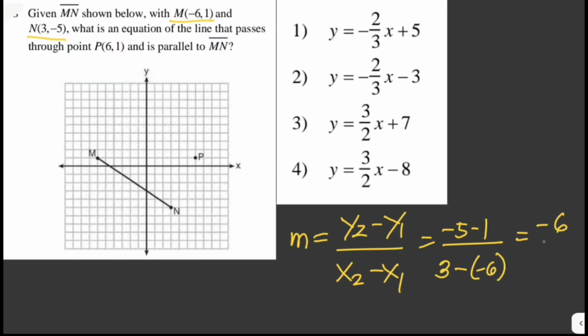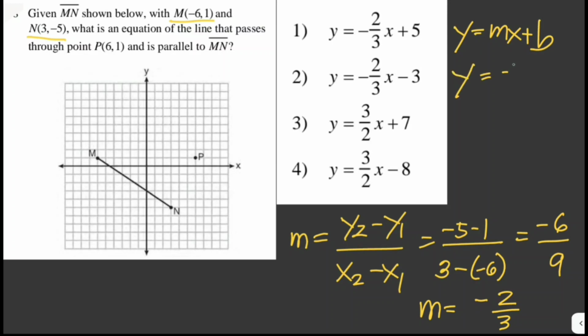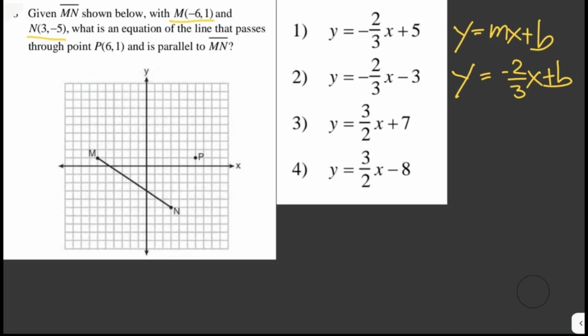So this is -6 over 9. So our slope is just equal to -2/3. I'm writing this in the slope-intercept form, which is y equals mx plus b. This would be y equals -2/3 x plus b. Now we can write the equation of the other line that is parallel to MN by plugging in the given point P (6, 1), because it says that the line passes through this point.